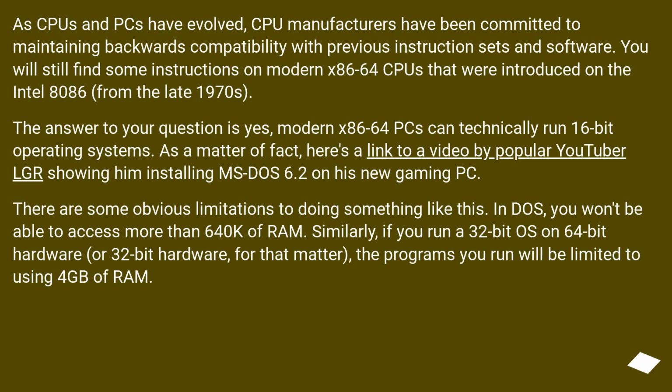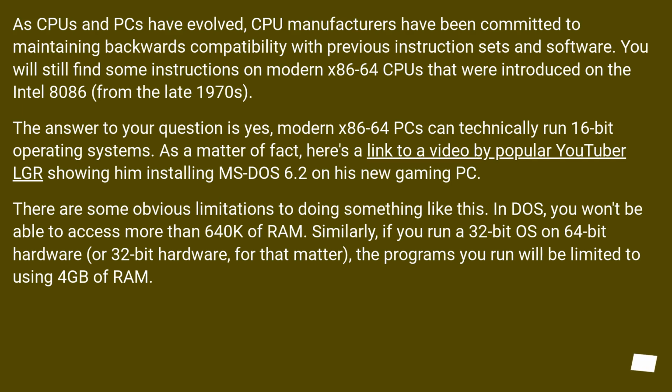As CPUs and PCs have evolved, CPU manufacturers have been committed to maintaining backwards compatibility with previous instruction sets and software. You will still find some instructions on modern x86-64 CPUs that were introduced on the Intel 8086 from the late 1970s. The answer to your question is yes, modern x86-64 PCs can technically run 16-bit operating systems. As a matter of fact, here's a link to a video by popular YouTuber LGR showing him installing MS-DOS 6.2 on his new gaming PC.